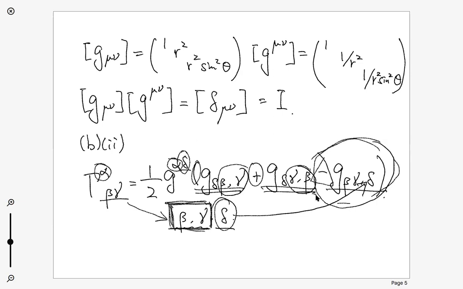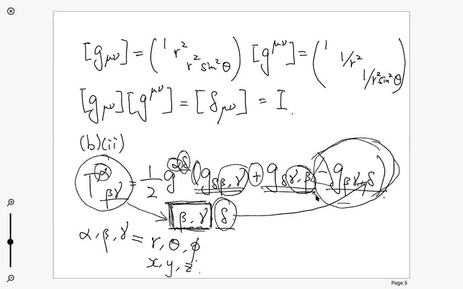Because when we are asked to calculate the Christoffel symbols here, actually there are a lot of components. Remember that we are now talking about three-dimensional space, and each of the indices here, alpha, beta, and gamma, represents three coordinates, r, theta, and phi, in this case. Even in the case that we use the Cartesian coordinates, it can be x, y, and z.